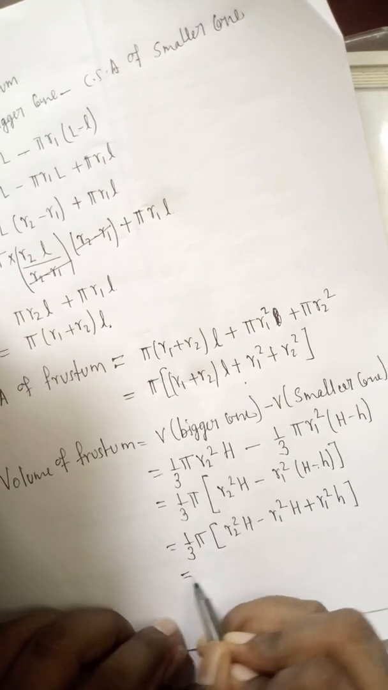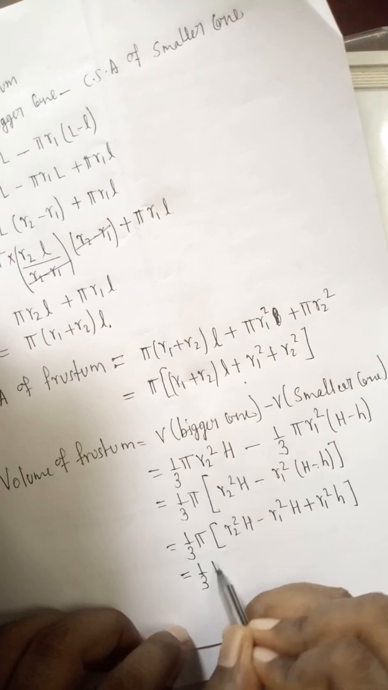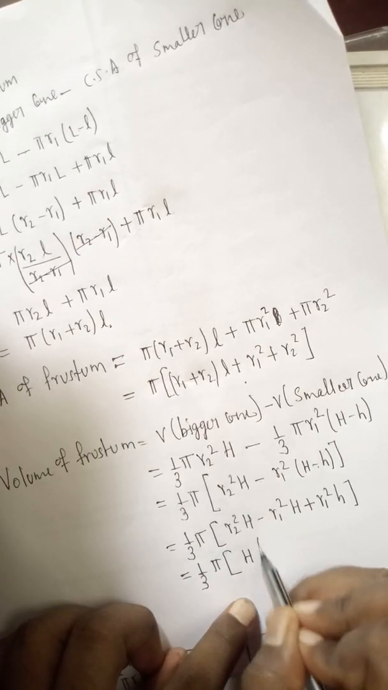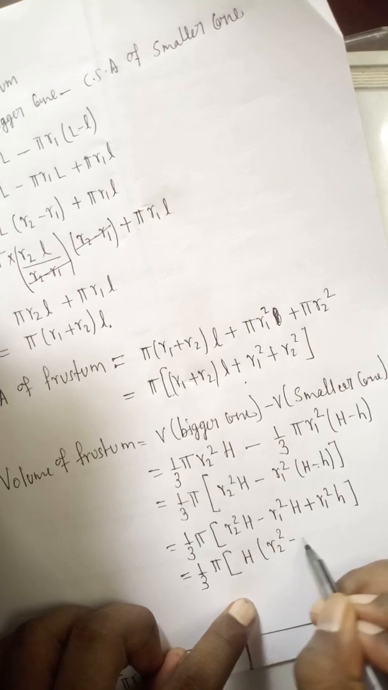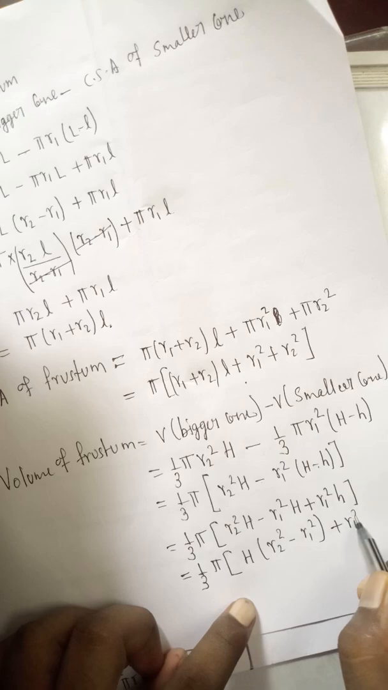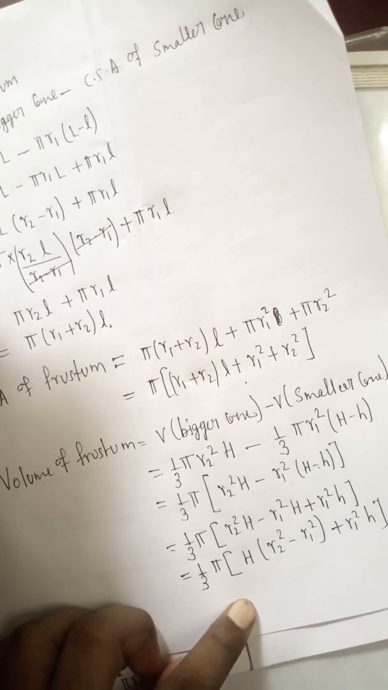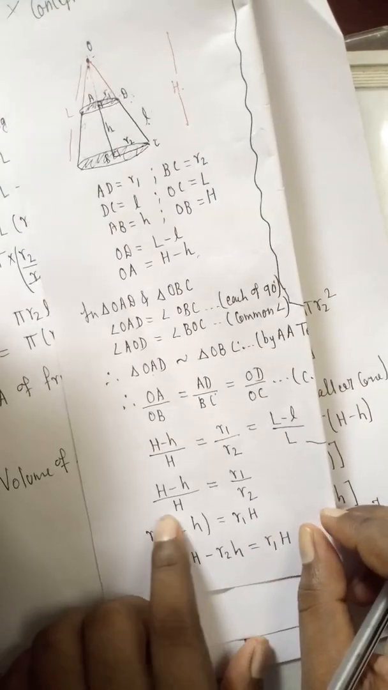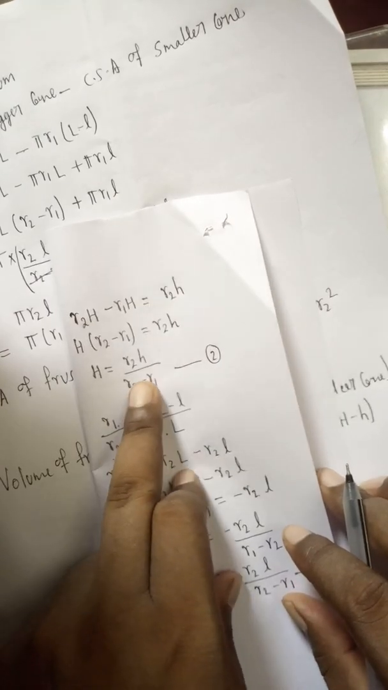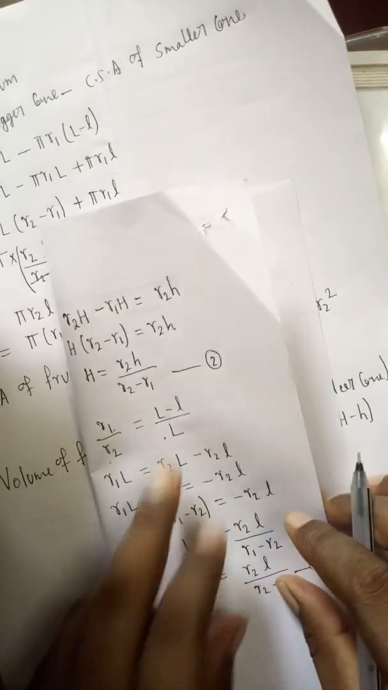So this will become 1 upon 3 pi, right? So this capital H is common. In bracket you have r2 square minus r1 square, plus r1 square h. So friends, already we have done the derivation. If you remember from the previous step, we got this, and here is the value of H. What is the value of H? r2 into h upon r2 minus r1.